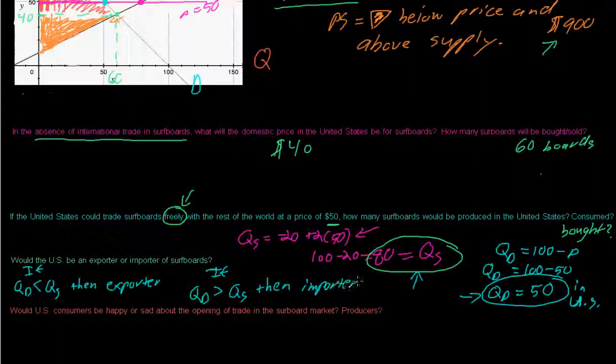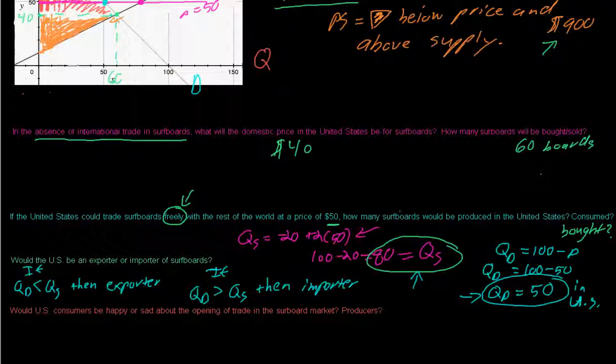Alright, so this all depends on just what price the rest of the world is willing to pay. So because the rest of the world is willing to pay more than we were willing to pay in the US, we're exporting. But if they were willing to pay less than we were in the US, we'd be importing. And we'll do an example on that also.